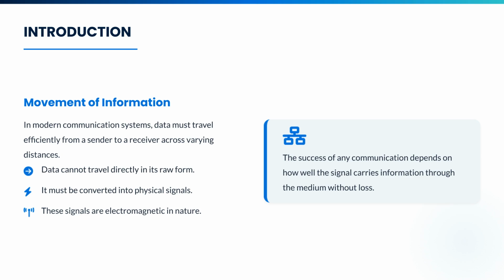Raw data cannot travel directly. It must be converted into physical, electromagnetic signals. The success of communication depends on how well the signal carries information without loss.